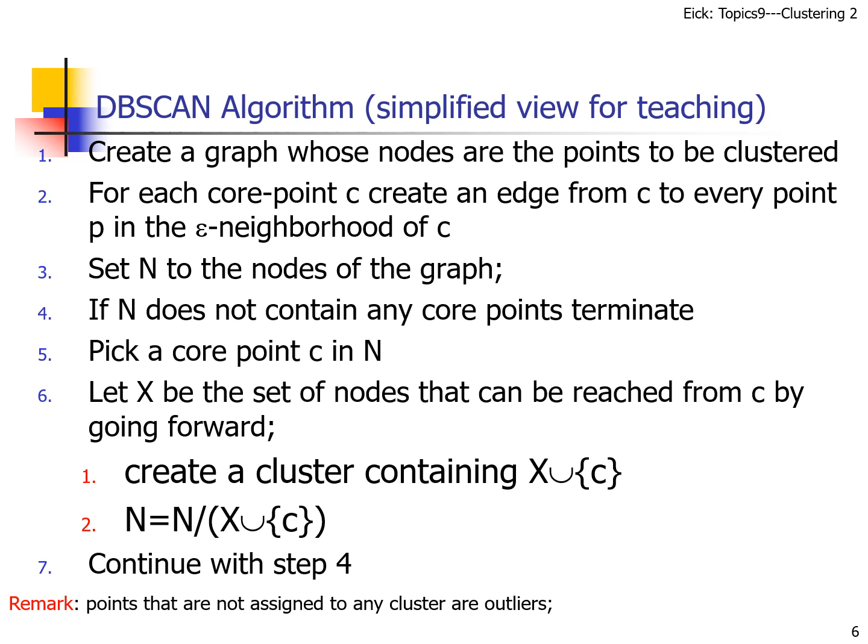For each core point, let us take core point as C, we have to create an edge from C to every point P in the neighborhood of C. Then only we can create a cluster, right? Then set n to the total number of nodes. Let us assume that it is n. If n does not contain any core points, we can terminate it.